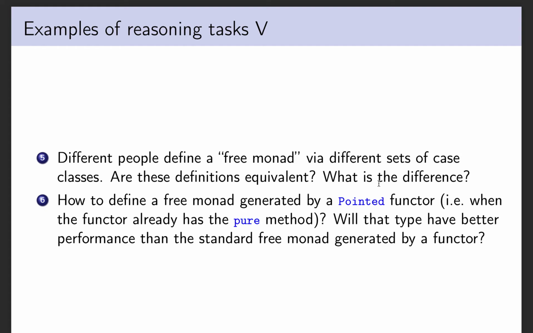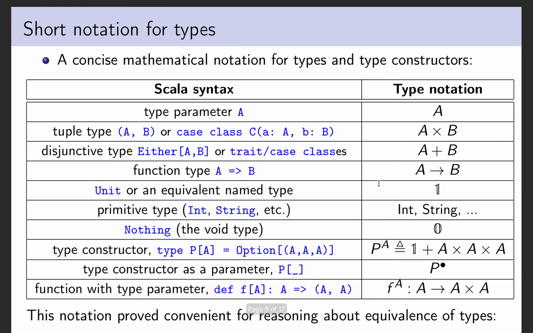So the monad needs a pure and a flat map, and the pure is already there. Can you somehow use that in the free monad? Can that free monad be simpler or faster or something? These kinds of questions require reasoning about types and code. In order to make this reasoning practical, I developed a notation, which I will summarize in the next two tables very quickly.